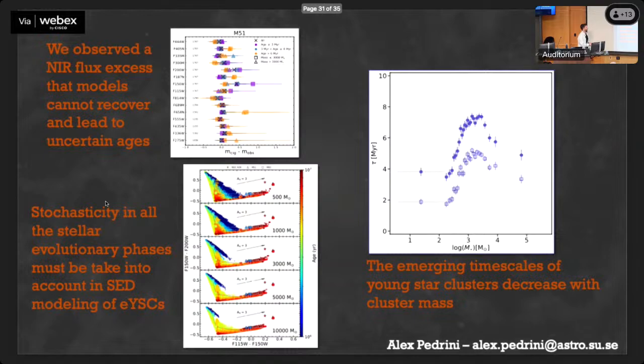And finally, I showed you that this emerging timescale that we were looking for, which was the main objective of my talk, seems to decrease when we go higher in cluster mass. And with this, I'm done, and I'm happy to take any questions. Thank you.